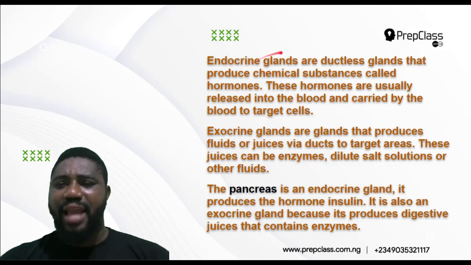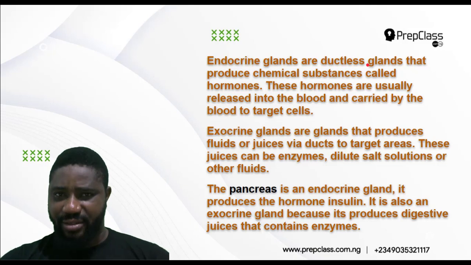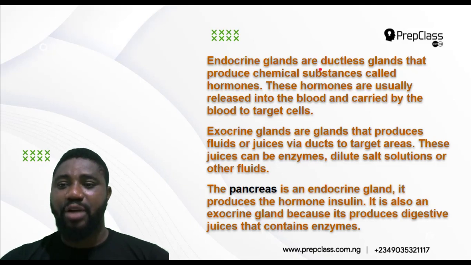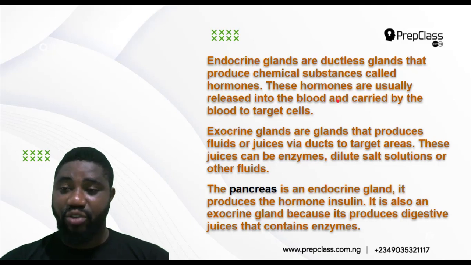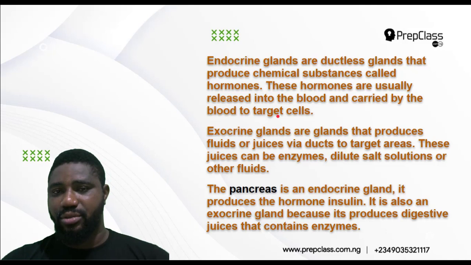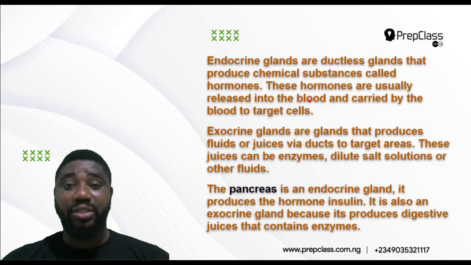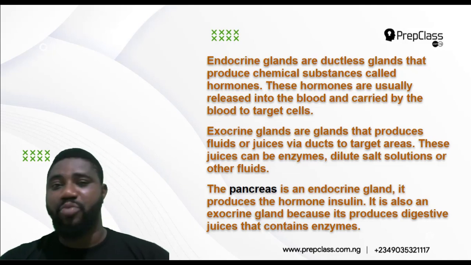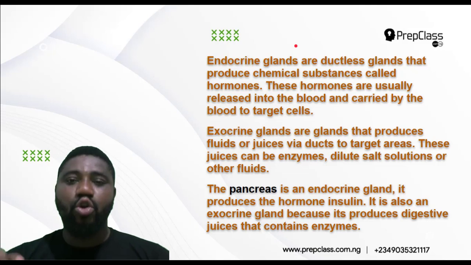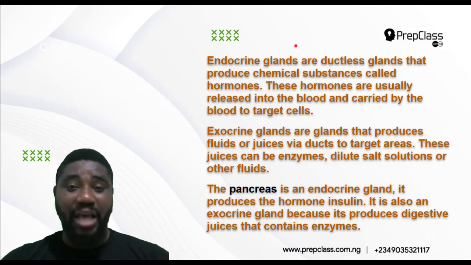Now, endocrine glands are ductless glands. That is, they produce chemical substances that we call hormones. These hormones are usually released into the blood and carried by the blood to target cells. Examples of hormones include insulin, thyroid stimulating hormone, thyroxine, adrenaline. So they are all produced by the what? Endocrine glands.